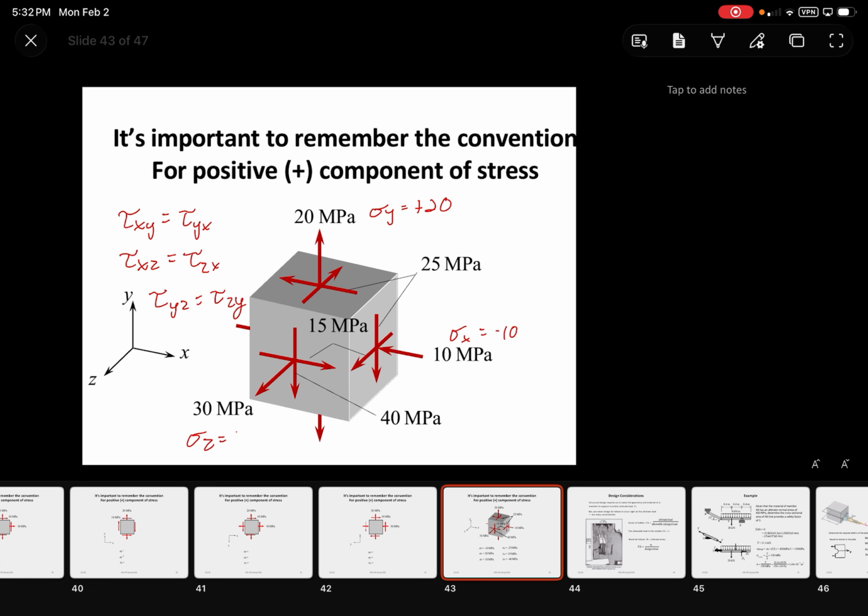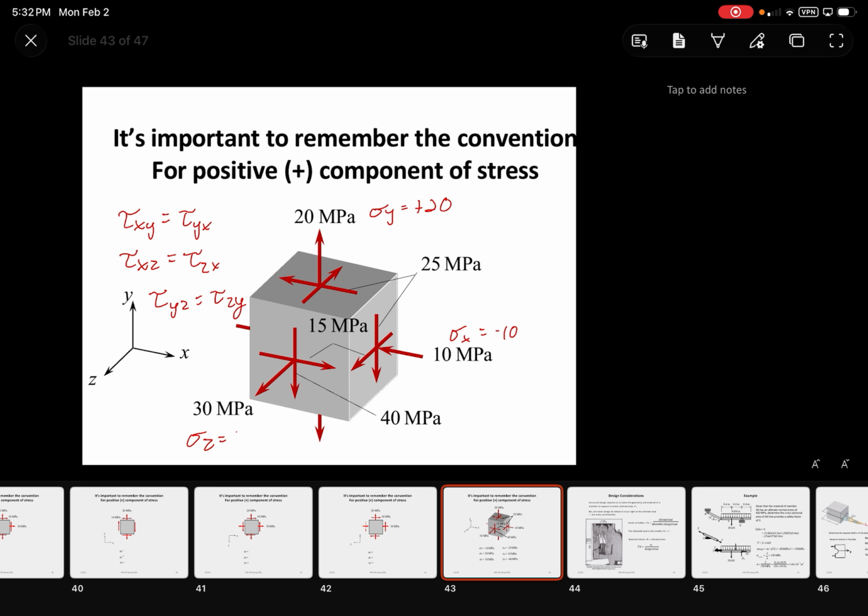Tau xy. Yeah, positive 25. Wrong sign. Oh, -25. It's -25. And that is because positive x, positive y, I drew it backwards. This is going negative x. Oh, whoops. Negative y. So, positive x, negative y.